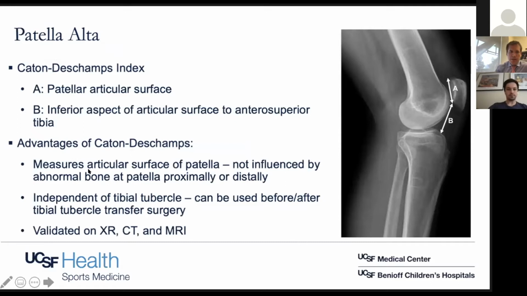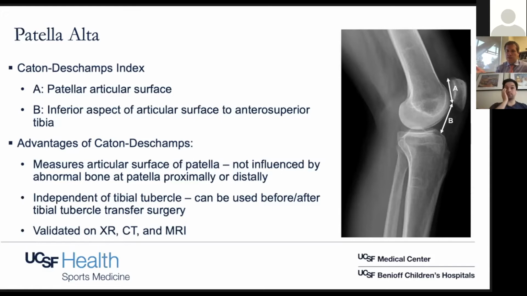Some advantages: it measures the articular surface of the patella, so it's not influenced by abnormal bone proximally or distally. And I think a big one is that it's independent of the tibial tubercle. So if we're saying that a patient has patella alta, and then we're going to distalize their tubercle, they have a functionally long patellar tendon. Their tendon length would still be the same even afterwards.